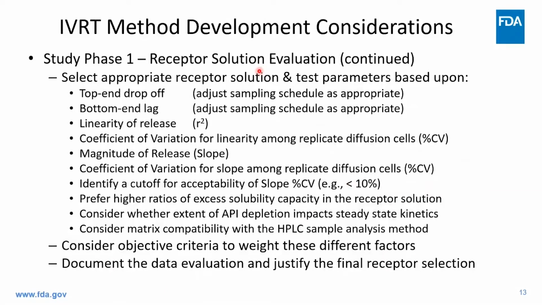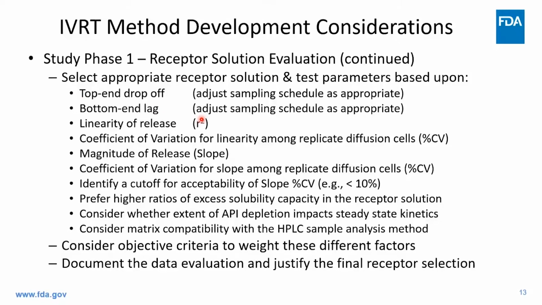When you've done this, that's how you approach the method development in terms of the receptor solution. Now you've got the data for 3 different receptor solutions. How do you pick one? Well, you want to select the appropriate receptor solution and test parameters based upon whether your release curve has some top-end drop-off, which means that you're losing steady state kinetics at the top end at the later phases, or if there's a bottom-end lag, then that suggests that you are taking longer to get into that steady state region.